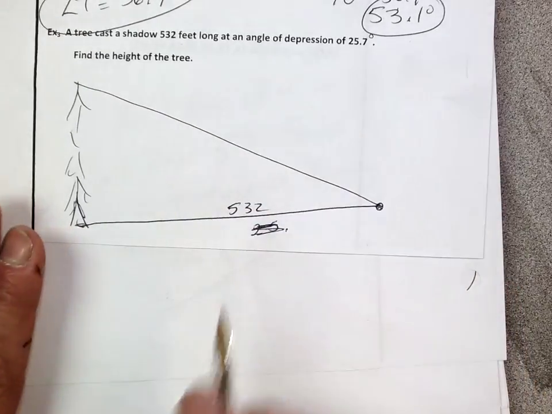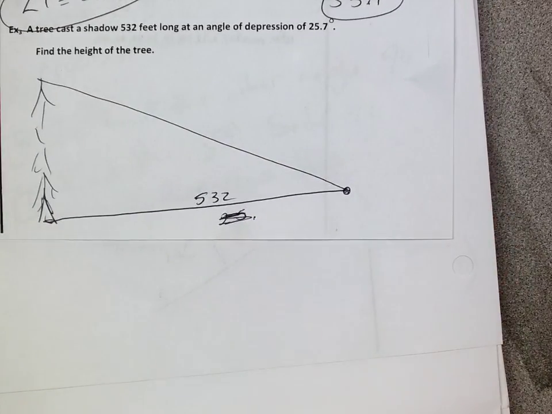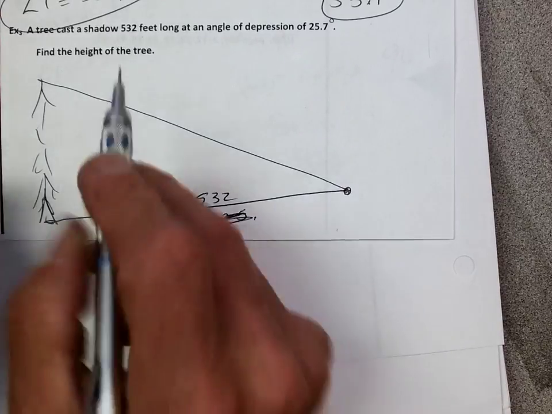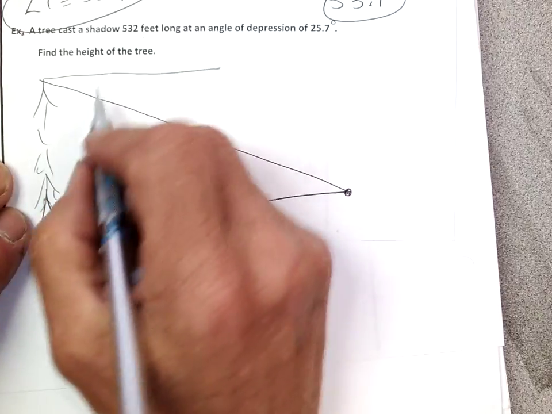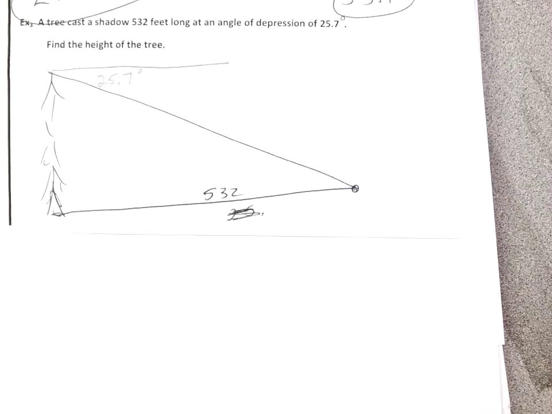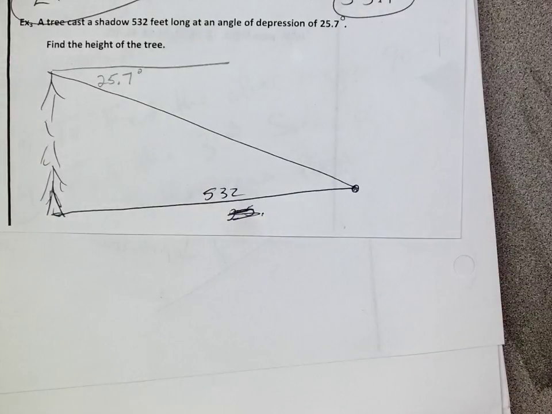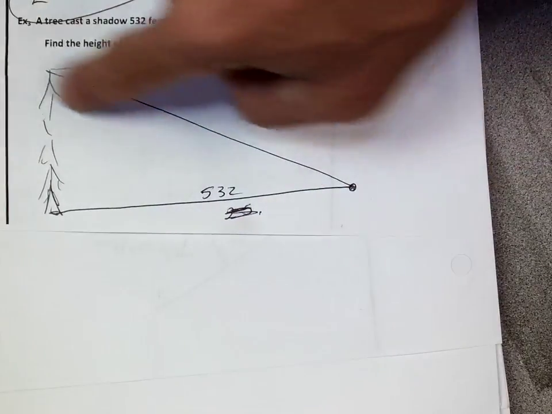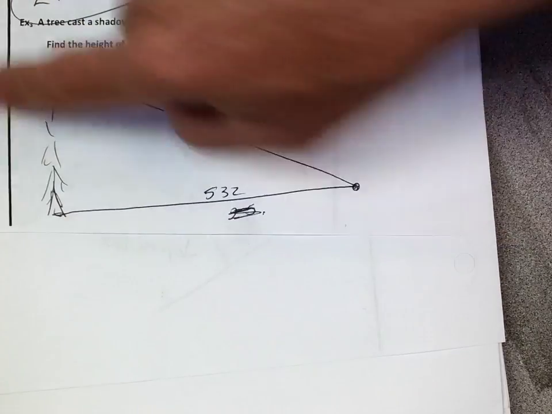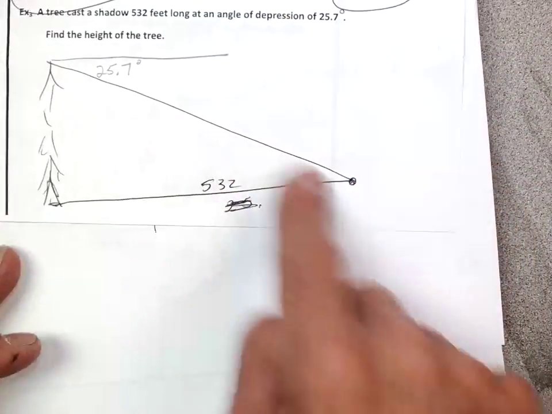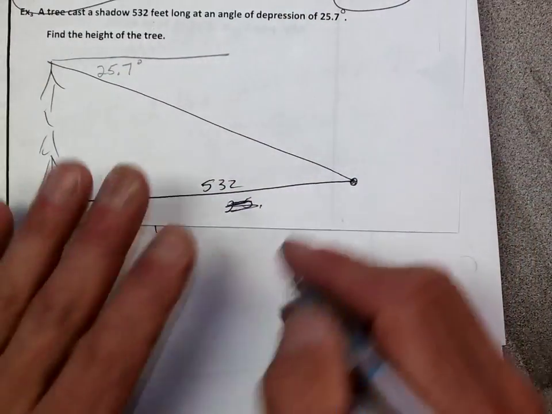The angle of depression. Now this is where you get yourself in trouble. This is not the angle of depression. In fact, technically, the angle of depression is right here. That's the angle of depression. But you remember the Z from geometry? Parallel lines. You remember the alternate interior angles? So that's 25.7. So is that.